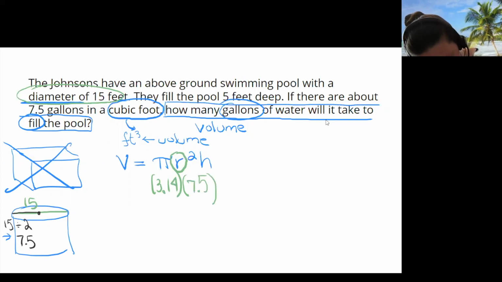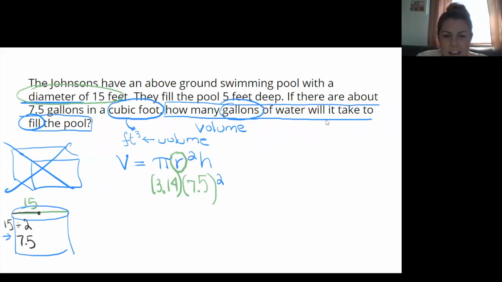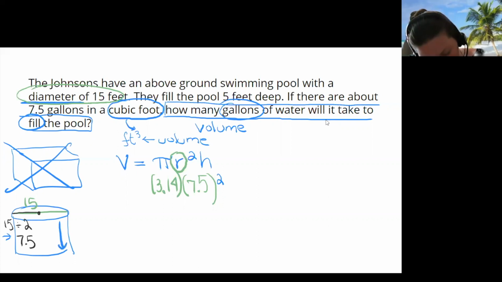And of course, the formula says that R is going to be squared. Okay, what else do we know? The height is 5, since it's 5 feet deep. Beautiful. So we're talking the height of that cylinder. Gorgeous. Lovely. So that's what we know.